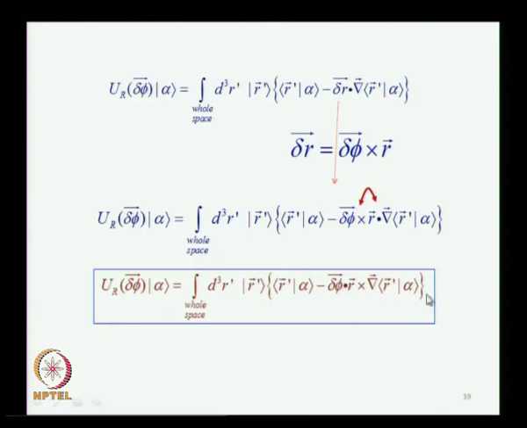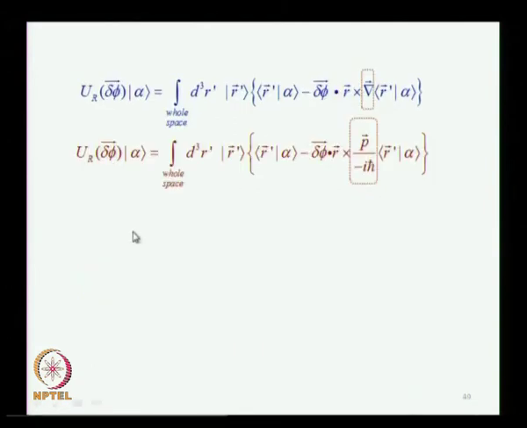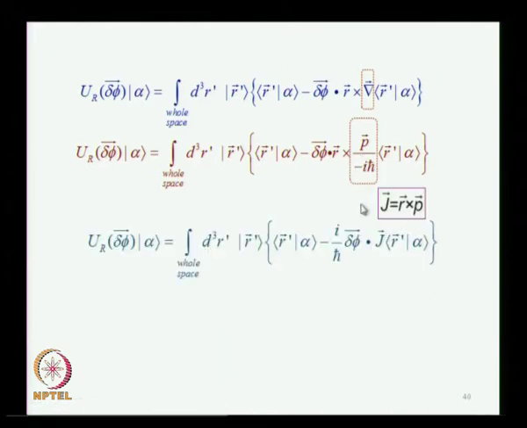So now you have delta phi dot r cross the gradient of this function. What essentially it means is that since the gradient operator is nothing but the momentum operator, it is momentum divided by minus h cross, you recognize that you have the cross product of r with p, and that is the angular momentum. So you get the angular momentum operator, and you have the projection of angular momentum along the infinitesimal displacement vector angle delta phi.